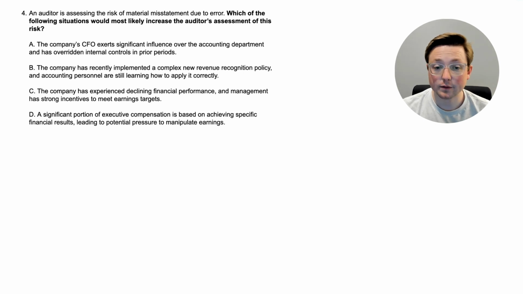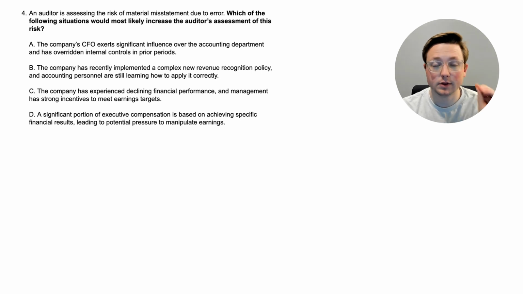Option A, the company's CFO exerts significant influence over the accounting department and has overridden internal controls in prior periods. Option B, the company has recently implemented a complex new revenue recognition policy and accounting personnel are still learning how to apply it correctly. Option C, the company has experienced declining financial performance and management has strong incentives to meet earnings targets. Or option D, a significant portion of executive compensation is based on achieving specific financial results, leading to potential pressure to manipulate earnings. So again, which one of these is more likely to lead the auditor to assess the risk of material misstatement higher due to error?